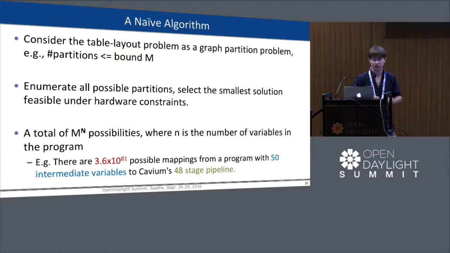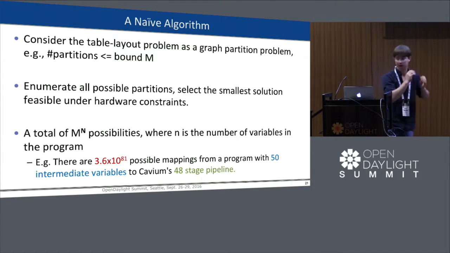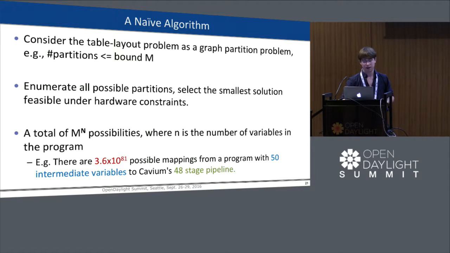the number of partitions is greater than the bound x, and then enumerate all possible partitions of the graph, and select the smallest solution feasible under hardware constraints. The obvious problem is that there are just too many possibilities to enumerate feasibly. There are a total of the number of partitions to the power of the number of individual tables, since each of the n types of tables can be put into each of the m different partitions. And that obviously explodes very, very quickly.